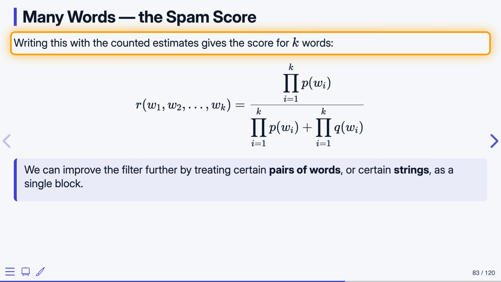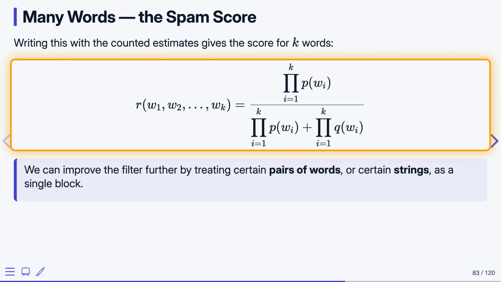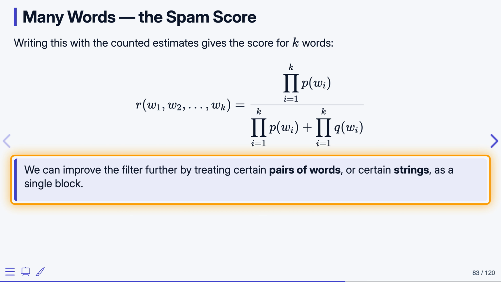Written with the counted estimates, the score for K-words looks like this. Multiply all the p-values on the top. On the bottom, add the product of all the q-values. Including more informative words usually makes the filter sharper. We can do even better by treating some pairs of words, or some special strings, as a single unit. This is roughly how real spam filters work.